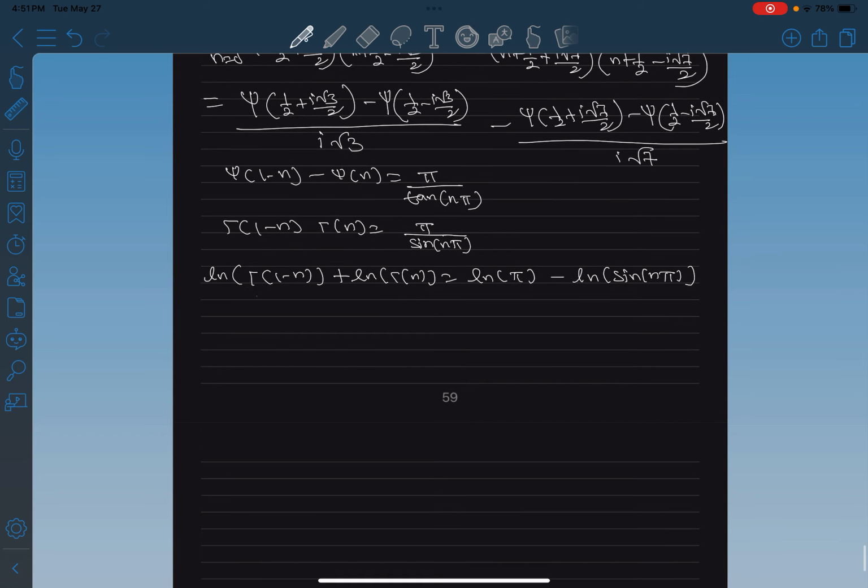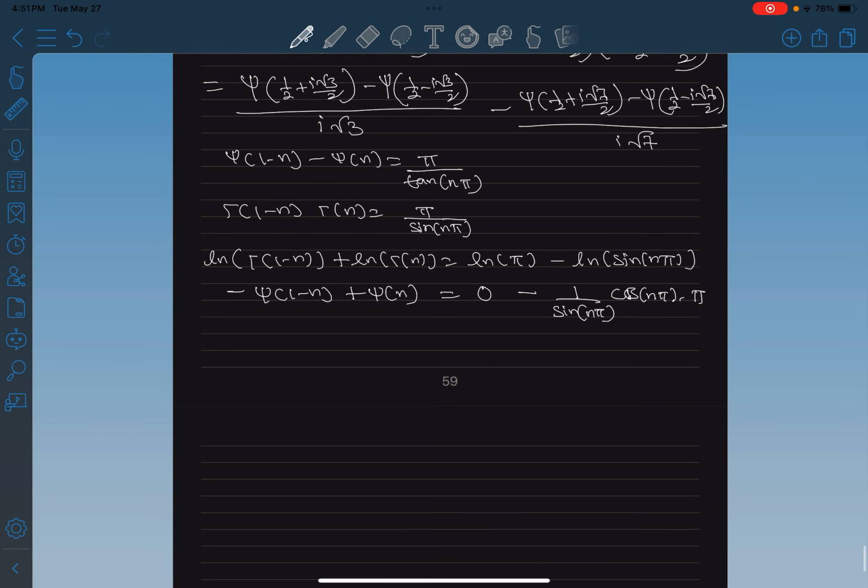So this one becomes negative digamma 1 minus n, this one becomes digamma of n. If I differentiate with respect to n, this becomes 0, and then minus, this becomes 1 by sine n pi cos n pi times pi, right? Now if I multiply both sides by negative 1, this becomes digamma of 1 minus n minus digamma of n is equal to pi by tan n pi, just as expected.